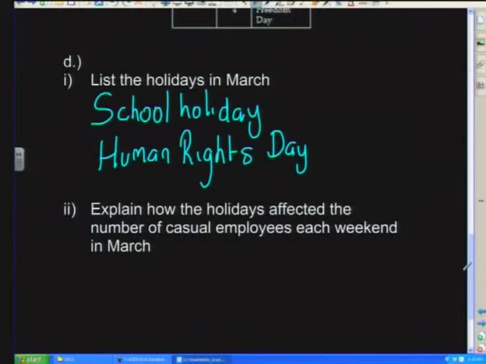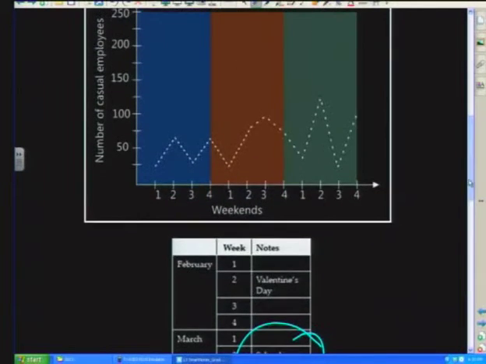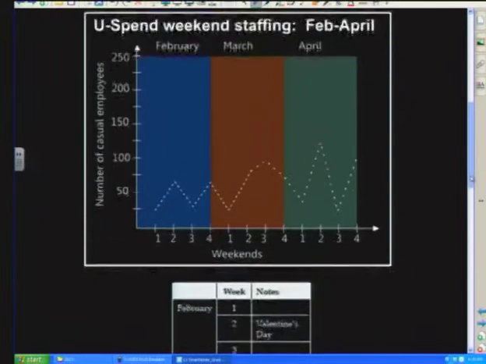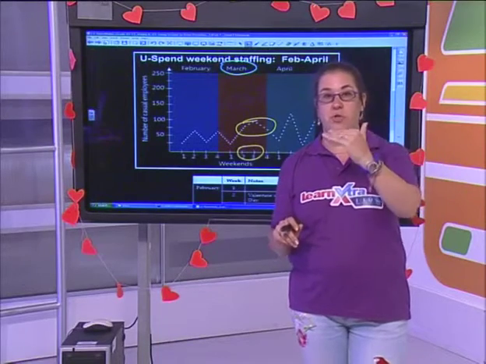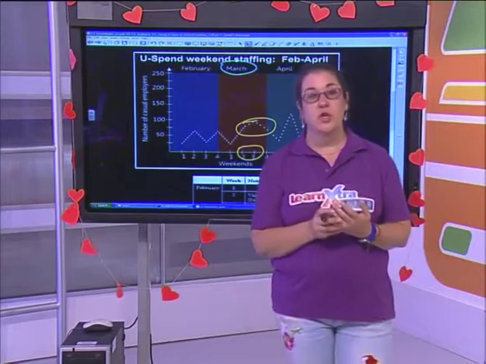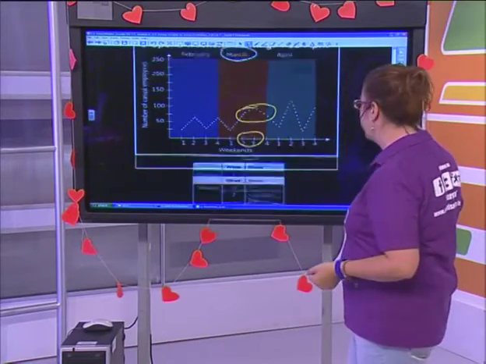Explain how the holidays affected the number of casual workers employed each weekend in March. So now what we have to do is see the second weekend was school holidays, the third weekend was Human Rights Day. How did that affect our graph? So we are looking at March. Let's change my color here. I think I need a yellow. And we're looking at the second and third weekends. And you can see that from 1 to 2 it increased. And then we had that kind of steady increase from 2 to 3. Well, it went a little bit higher in 3. So what can we say about this? And then it went down in week 4. How did it affect it?